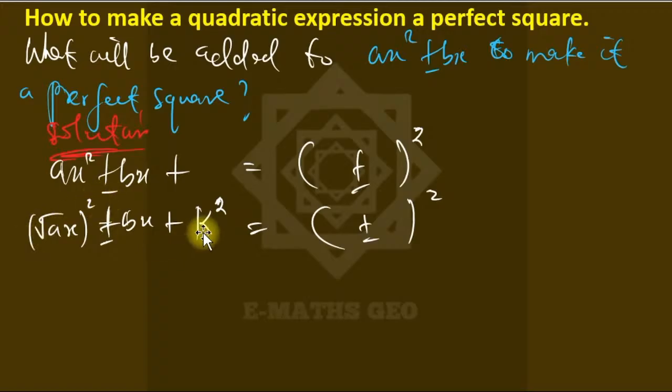Squared, k squared, but we don't know the value of k. Let's get k. And how do you get k? For this to be a perfect square, the first term is a perfect square and the last is a perfect square. Therefore, the middle one, which is bx, must be 2 times the square root of that, as you can see, the a here.